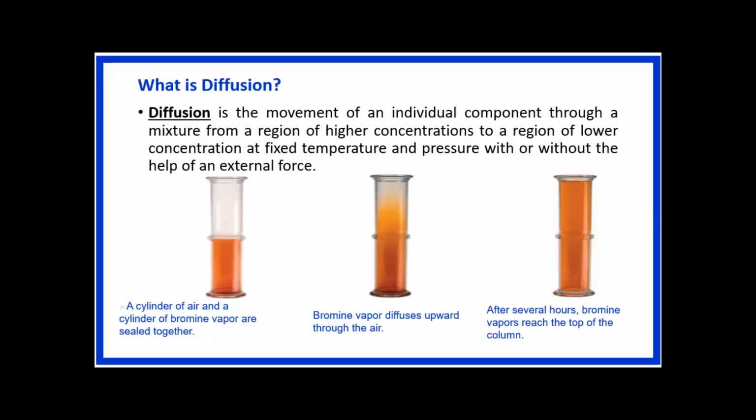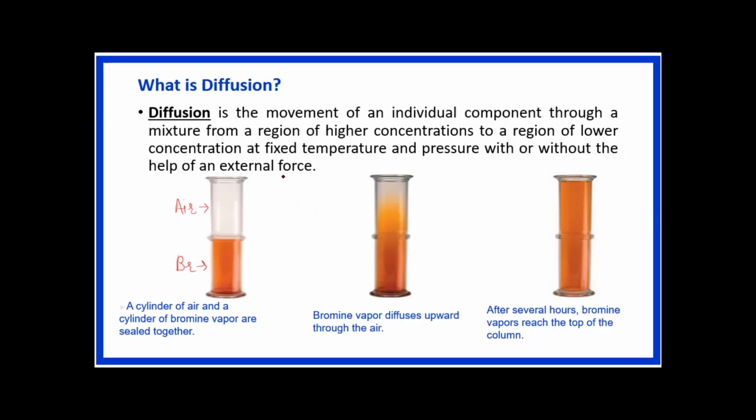So let us understand the diffusion concept with this simple example. In this diagram or picture, you can observe there is bromine vapor at the bottom of this cylinder and air is present at the upper part of this cylinder. So here is bromine at high concentration, and bromine at low concentration or zero initially at the upper level, right? So this is the initial case.